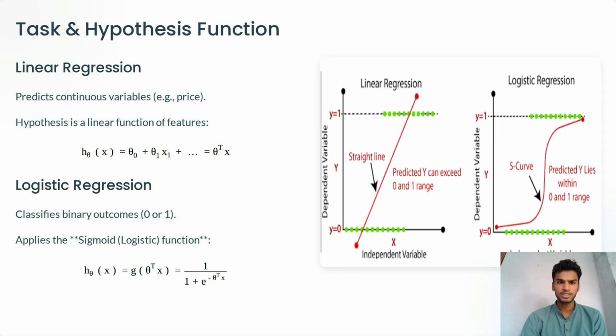Task and hypothesis function. Linear regression predicts continuous variables, for example price. Hypothesis is a linear function of features. Logistic regression classifies binary outcomes, 0 or 1, and applies the sigmoid logistic function. The formulas for both linear and logistic regression are given here. And for better understanding of both linear regression and logistic regression, you can see the diagram.